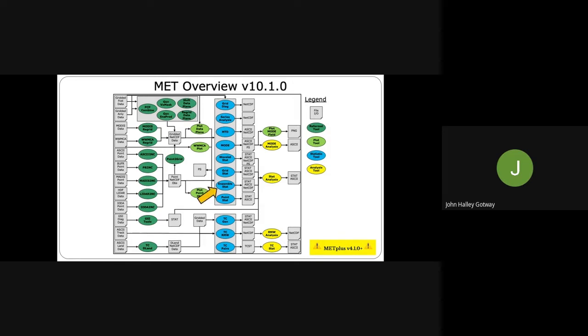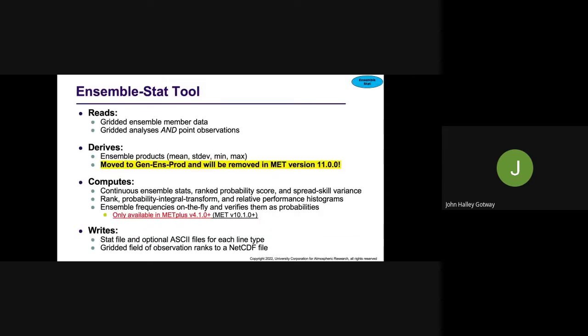But here we are in the wire diagram. EnsembleStat, as Dan pointed out, which once was blue-green, is now just blue because all we're doing is computing statistics in it. And this is as of MET version 10.1 that was released yesterday. So what does EnsembleStat do? It reads gridded ensemble member data, and it also reads gridded analyses and/or point observations. So whereas PointStat only processes point observations and GridStat only processes gridded analyses, EnsembleStat processes both of them.